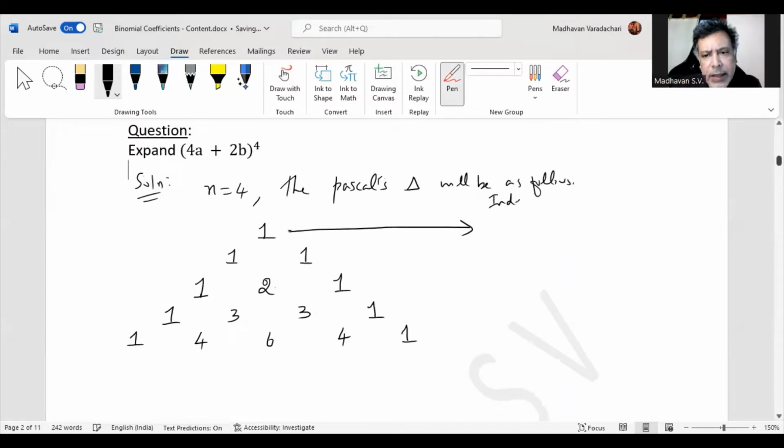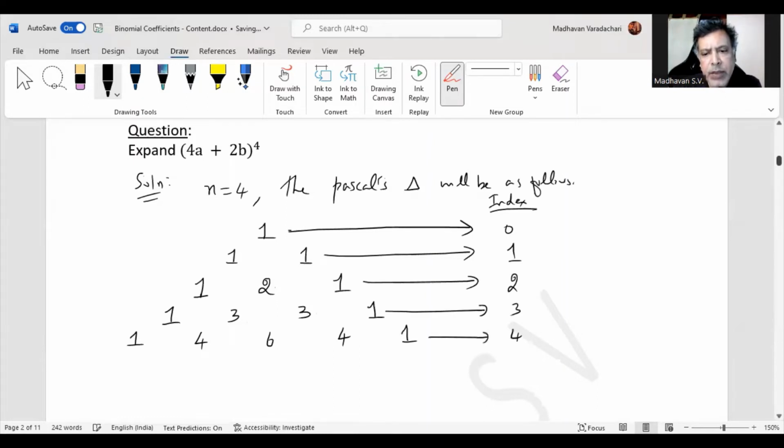This is index 0. This will be for index 1, the coefficients. This will be for index 2, the coefficient. This will be for index 3. This will be for index 4. So we need for the index 4, what will be the coefficient? That is why I made the Pascal triangle up to this.